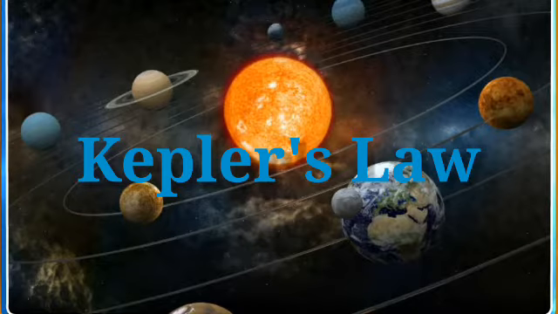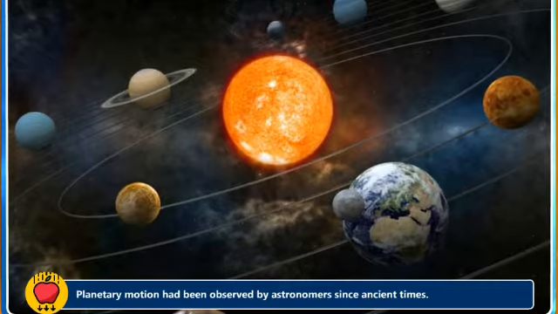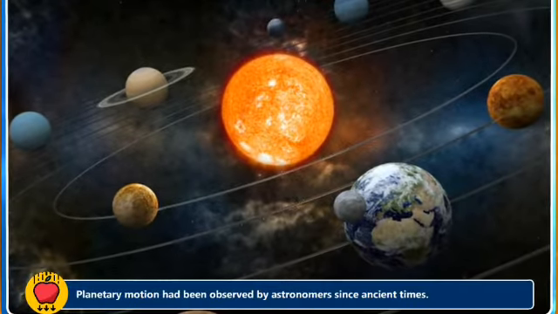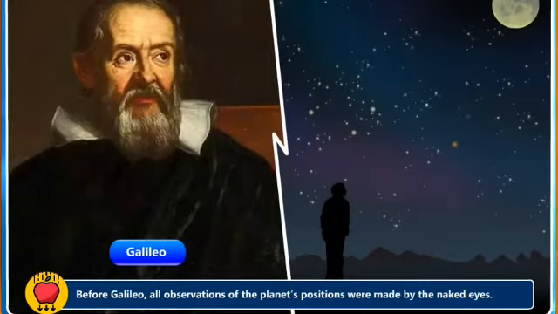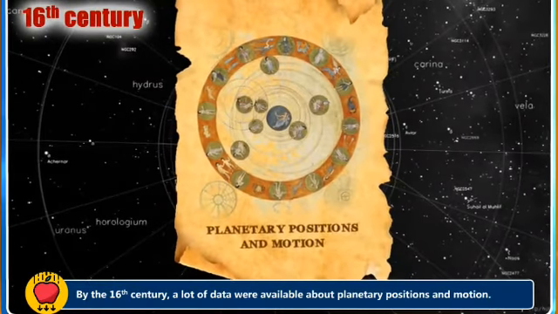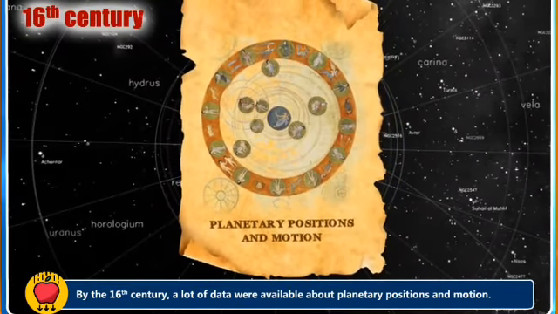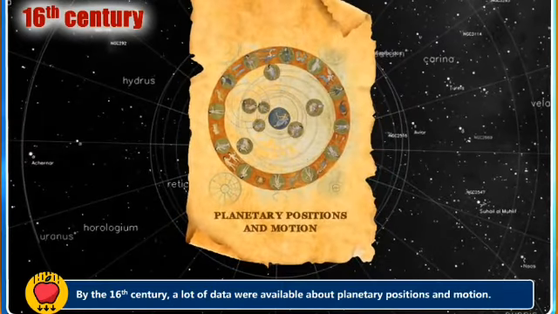Hello dear students, today we will see Kepler's law. Planetary motion has been observed by astronomers since ancient times. Before Galileo, all observations of the planets' positions were made by the naked eye. By the 16th century, a lot of data was available about planetary position and motion.